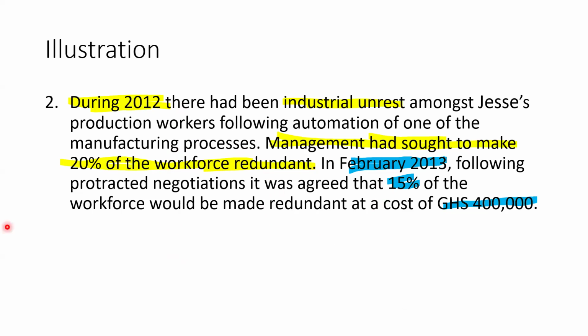Will it affect cash? Cash at hand, really? Are you sure it will affect cash at hand? Were we told that they paid physical cash to them? Were we told of any cash being paid? Look at it again. In February 2013, following the protracted negotiation, it was agreed that 15% of the workforce would be made redundant at the cost of this. Were we told that they were giving cash?